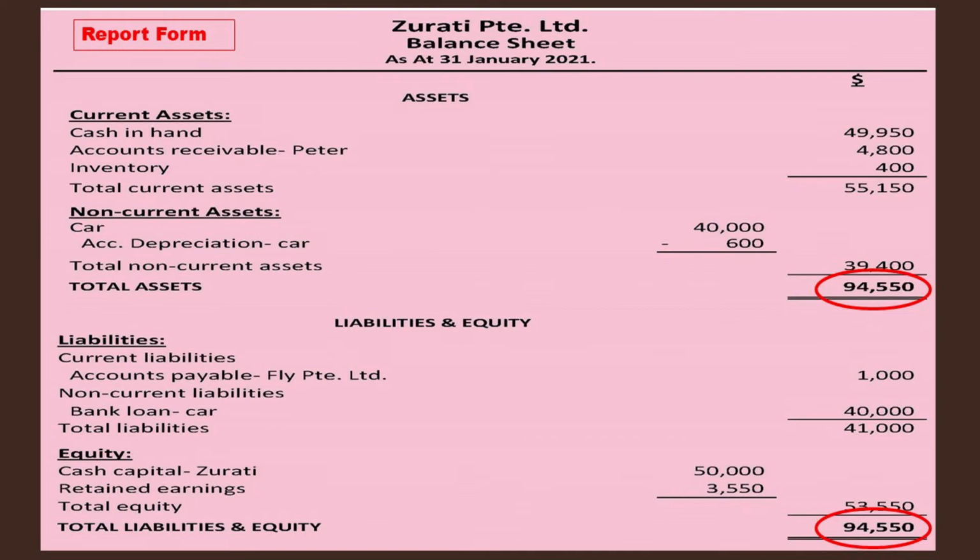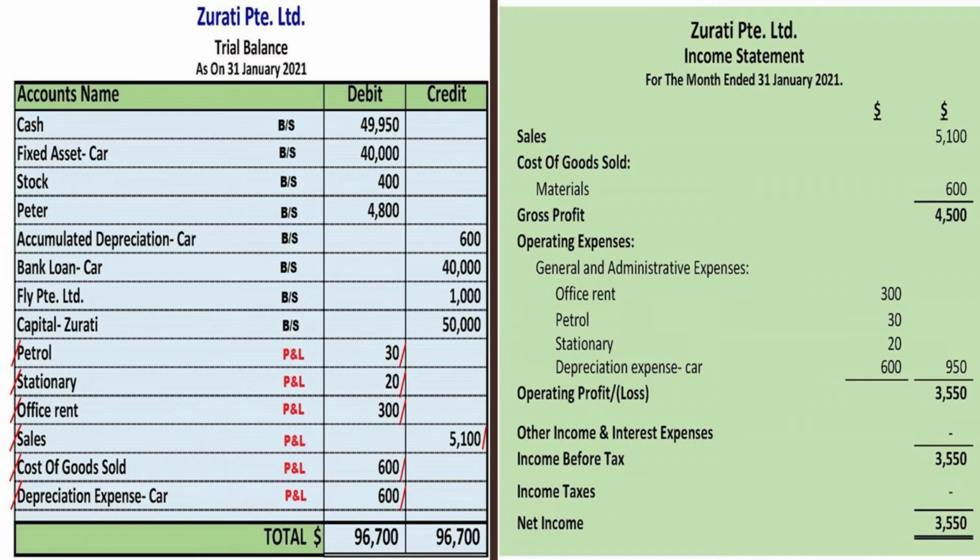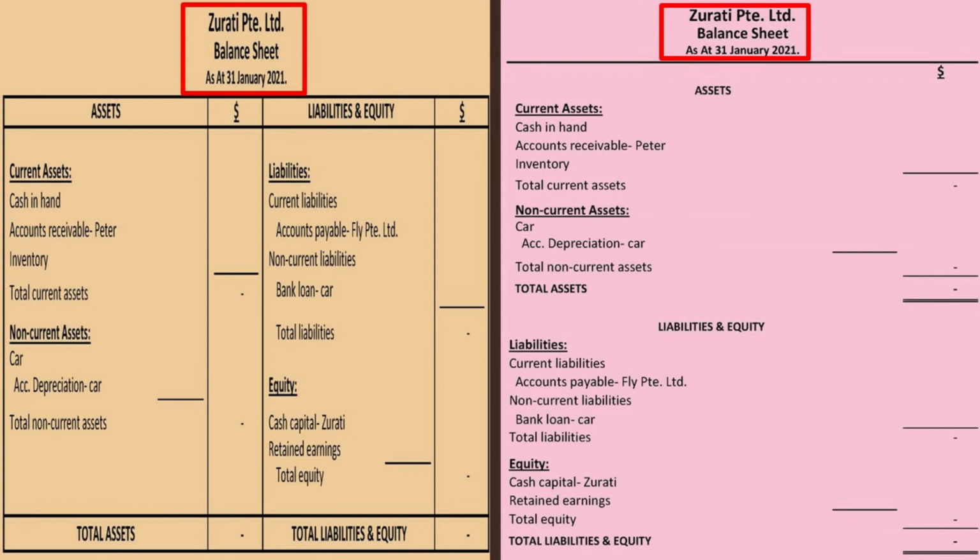After we identify the two balance sheet forms, let's start with examples of making a balance sheet from the same trial balance statement and income statement from my previous video. Number 1. Making the heading. The heading of the balance sheet is made up of 3 lines. The first line contains the name of the company, Zurati Private Limited. The second line shows the title of the report, balance sheet. And the third line indicates the specific date on an annual, quarterly or monthly basis. This balance sheet is as at 31st January 2021.